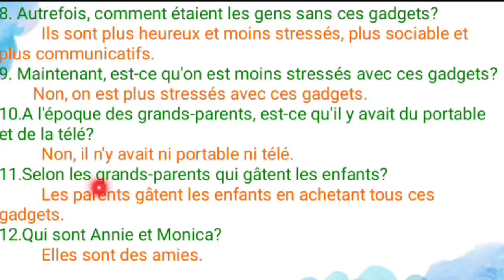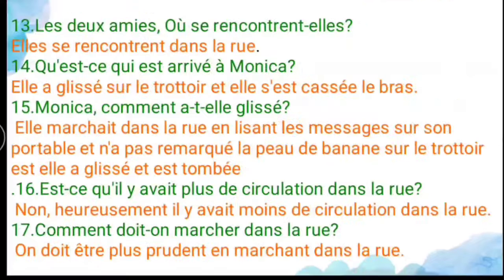And 11th one is selon les grands-parents qui gâtent les enfants. So according to the grandparents, who spoils the children's life? Les parents gâtent les enfants en achetant tous ces gadgets. So the parents only spoil the children by buying these gadgets and all. And 12th one is qui sont Annie et Monica? So who are Annie and Monica? Elles sont des amies. So they are friends. And let us move to the 13th one.